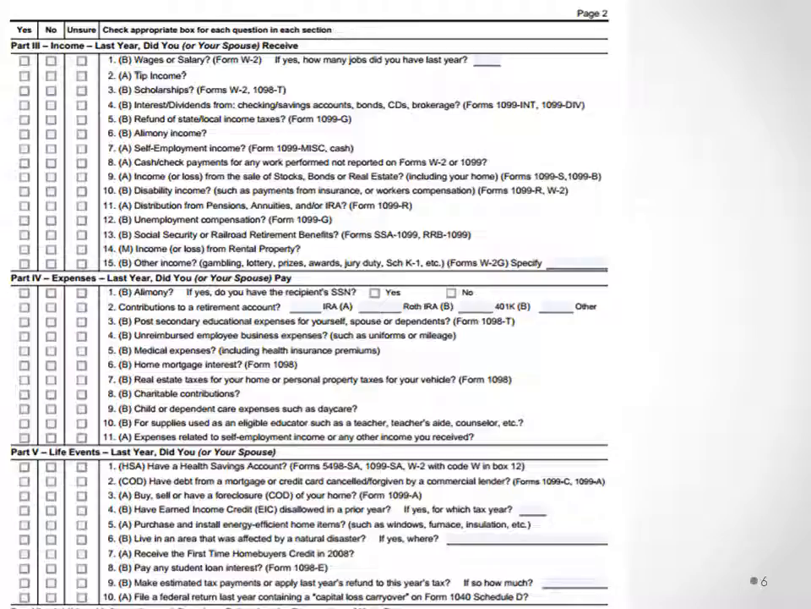So every time you see that unsure box checked, you really need to go over that, ask questions, answer their questions. And you always need to make sure before you move on to completing the tax return that all those unsure boxes are changed to a yes or a no. All questions need to be answered with a yes or a no before you can complete their tax return. The next thing you should notice is that each question has a letter or set of letters in parentheses before the question.